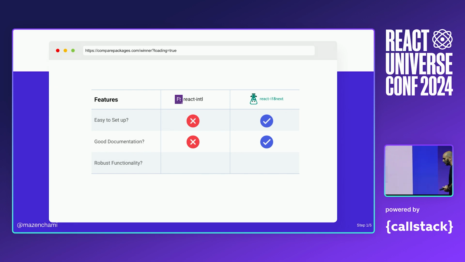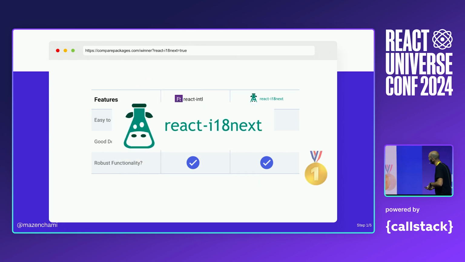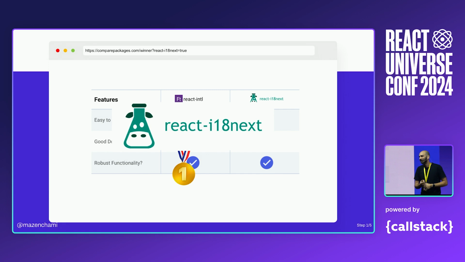Now, last one, robust functionalities. I'm talking about hooks, higher order components, imperative, declarative APIs, all that kind of fun stuff. They both had that whole functionality, so we have a tie at the end. So I guess we could say the winner is, drum roll, React i18next. So we'll move on with React i18next.